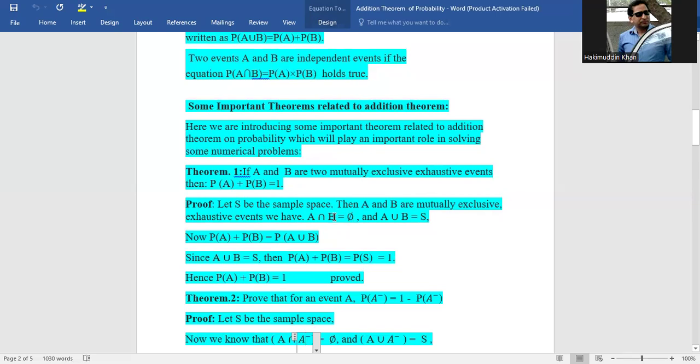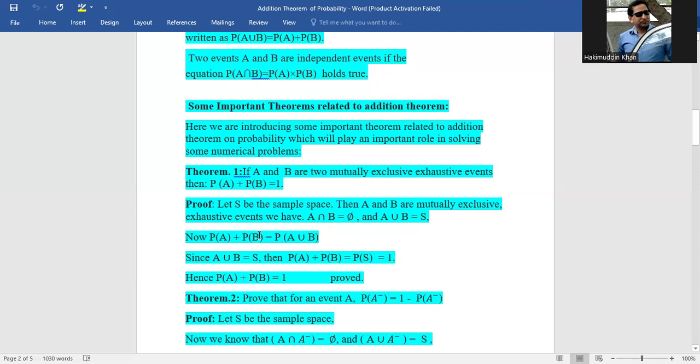Mutually exclusive के केस में क्या होगा? A intersection B is equal to null set. Null set means phi. Or you can write 0 here, because the events are mutually exclusive, so you will write A intersection B is equal to 0, or A intersection B is equal to phi. And A union B is equal to S. A union B is equal to S हो जाएगा. ये क्यों होगा? क्योंकि म्यूचुअली एक्सक्लूसिव इवेंट्स के लिए.